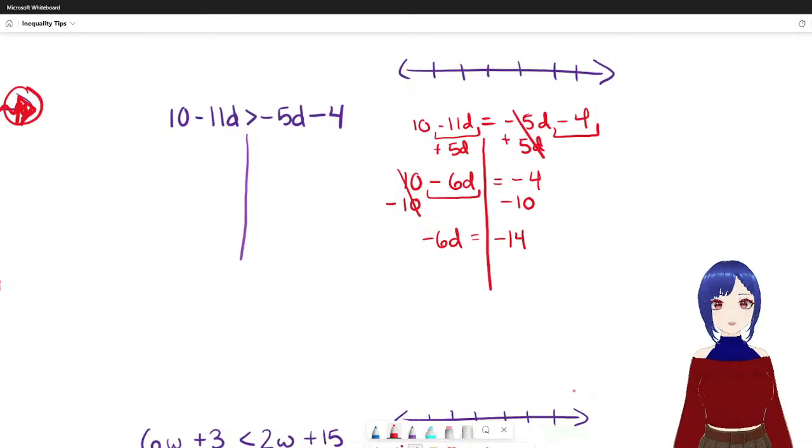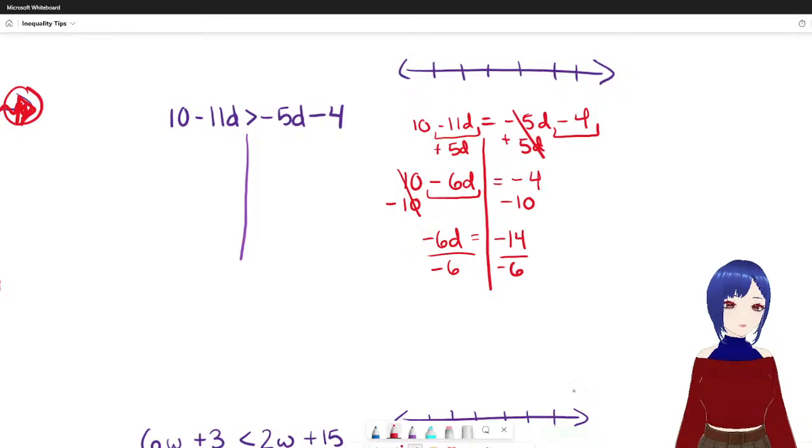And then we are going to have a decimal here, and that's okay. So this is -6 times d. The opposite of multiplying by -6 is to divide. So it's going to give us d equals 2.3. Negative divided by negative is a positive. D equals 2.3.